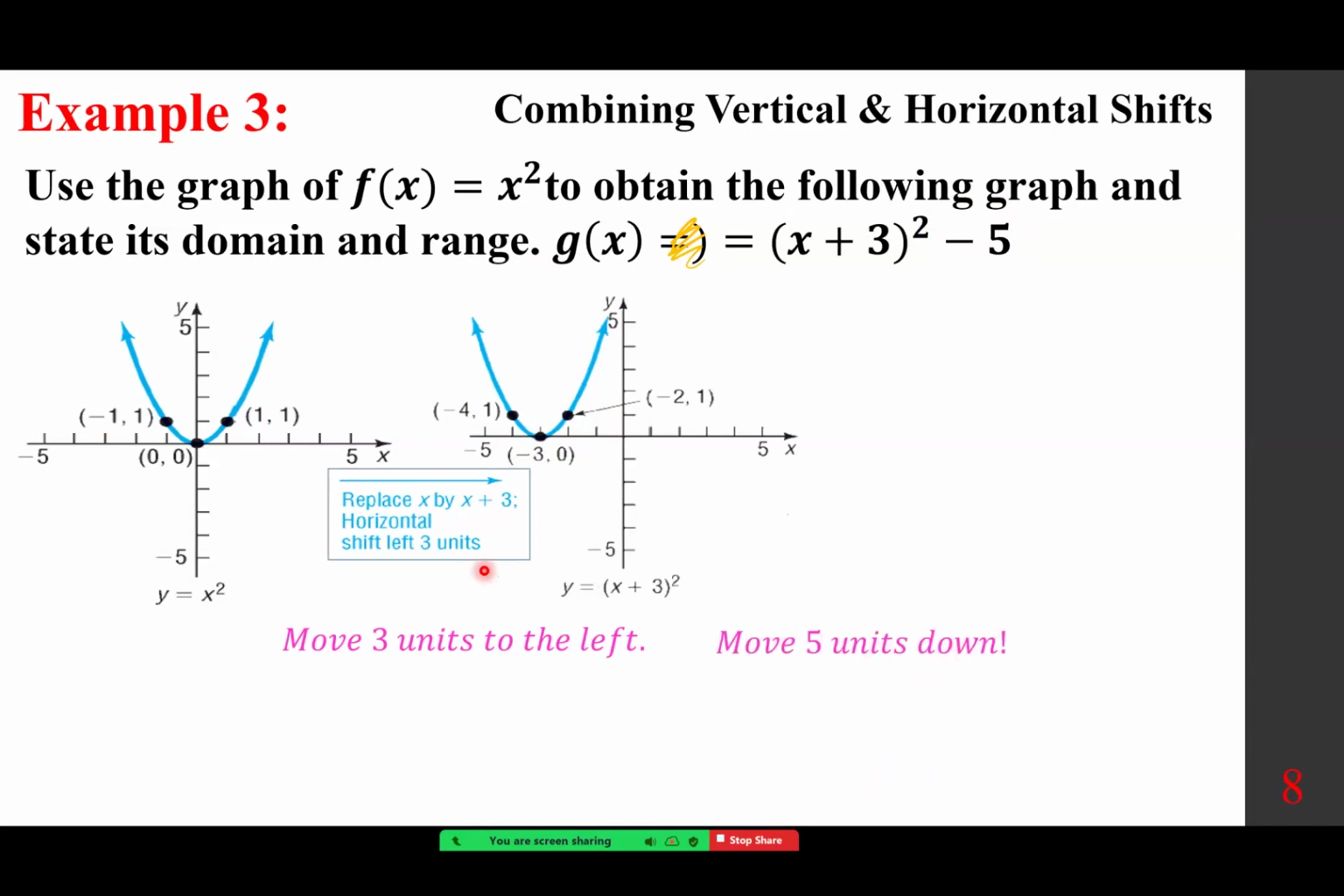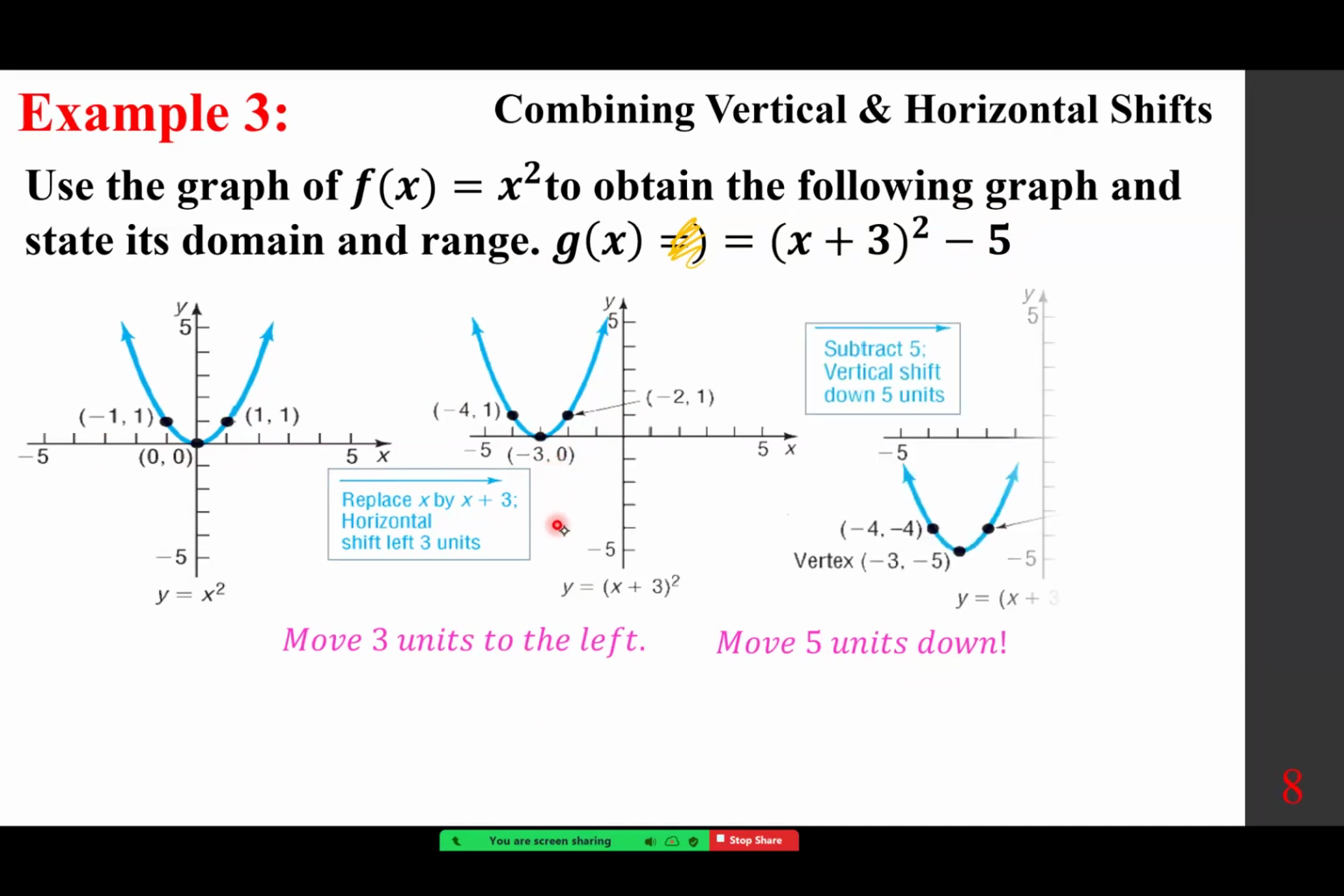In other words, if you look at this vertex, 0, 0 became negative 3, 0. Now this becomes negative 3, negative 5. So this one is shifted down, subtract 5, vertical shift down 5 units. So the vertex of 0, 0 moves to negative 3, 0, moves to negative 3, comma, negative 5.